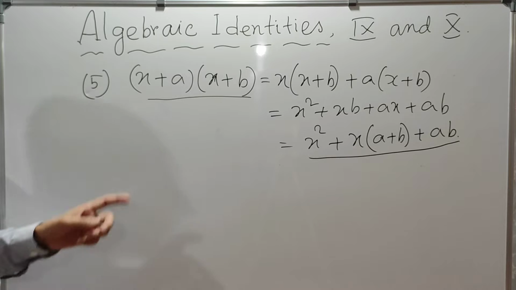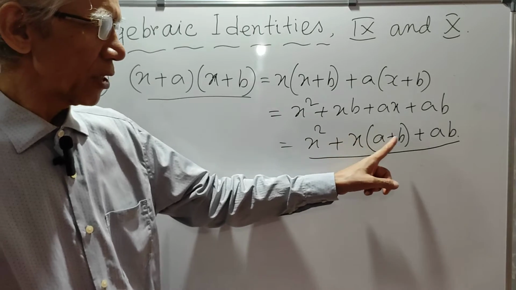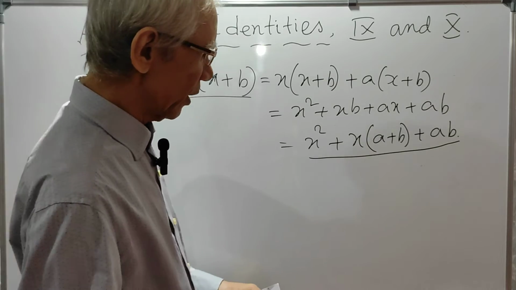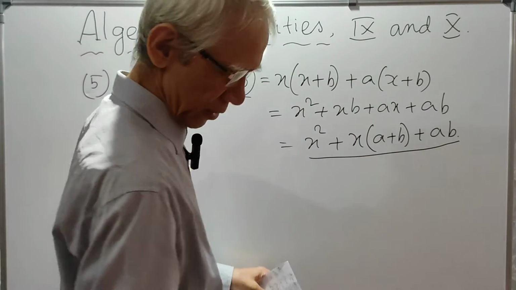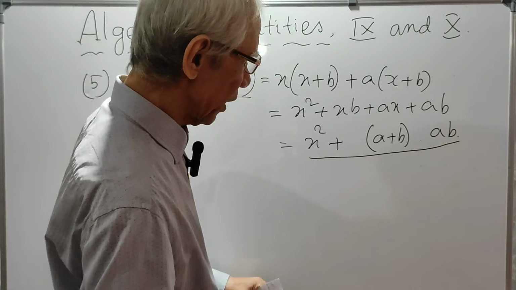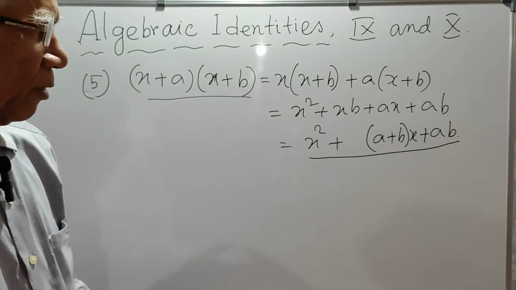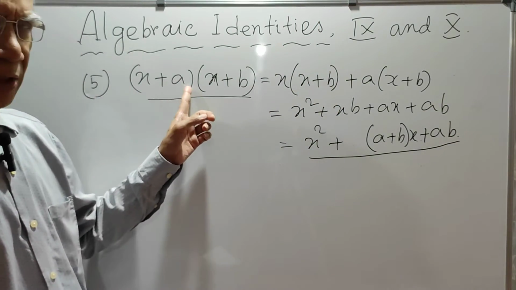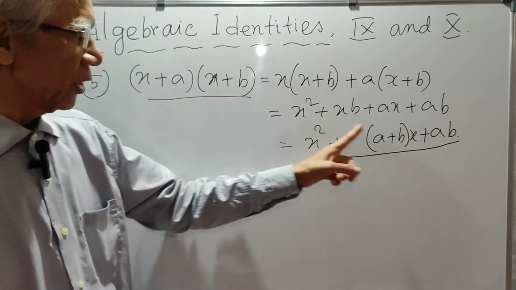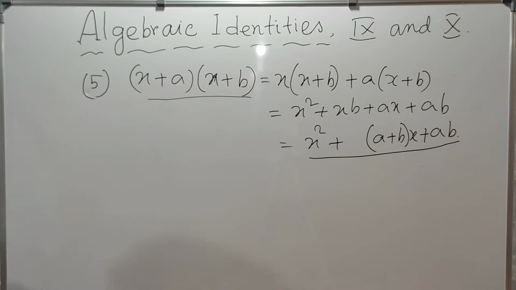So what is the fifth identity? x plus a into x plus b equals x square plus x into a plus b plus ab. Or you can write in the formula identity, usually the x is written there. So no problem, we can write x there: a plus b into x plus ab. So this is how it is kept in mind. So x plus a into x plus b equals x square plus a plus b into x plus a into b. All right. So this is the fifth identity.